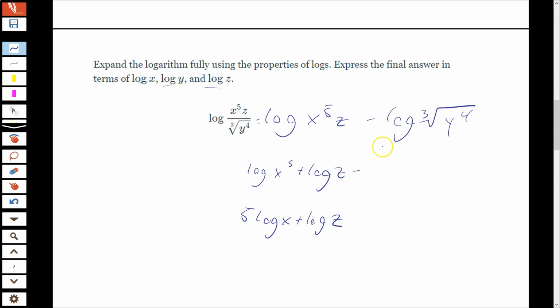And then let's worry about this log y mess. This looks pretty ugly, right? Here we're going to rely on something from the last lesson. The cube root of y to the fourth becomes y to the 4 over 3. I just rewrote my root as an exponent, and then I'm going to pull that out. So minus 4/3 log y. That's it. Now I have log x, log z, and log y. Like I said, this one's a little bit spicier. Make sure you come back to the video if you get stuck as you're doing these.